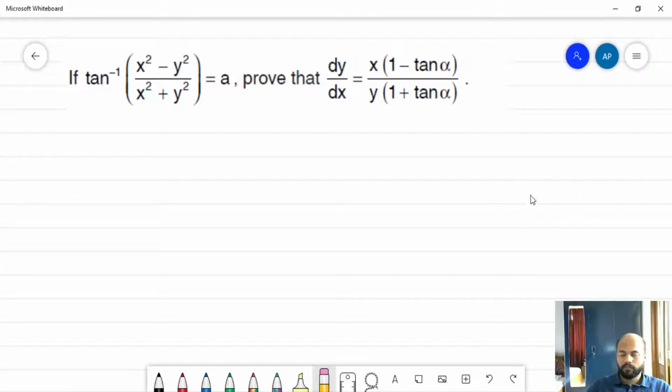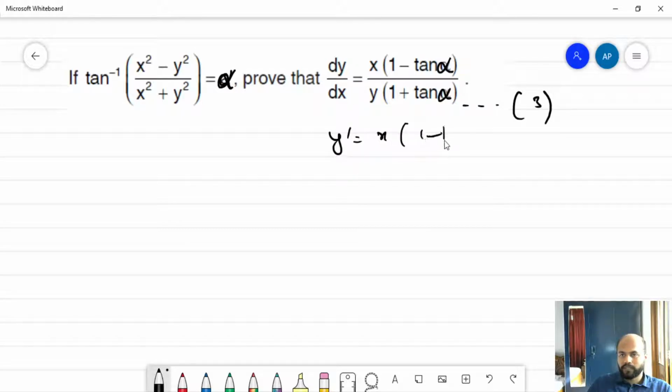Let's take up the next problem. So this is a 3-mark problem which came in one of the previous year's paper. Let's see how to do it. So here we have this tan inverse of this particular x square minus y square by x square plus y square is alpha. And then we have to prove that y dash is x into 1 minus tan alpha by y into 1 plus tan alpha. You can pause the video, you can try this problem.